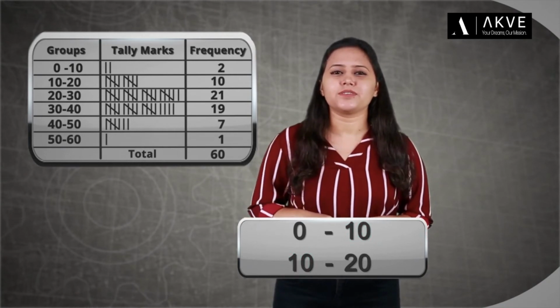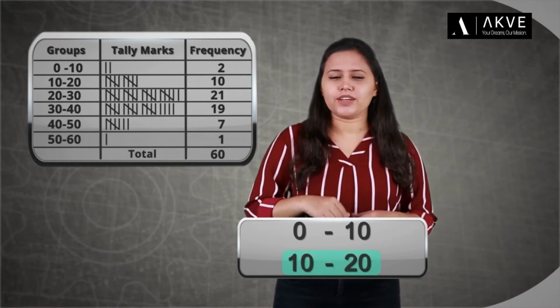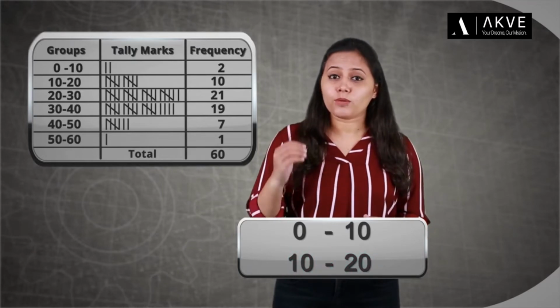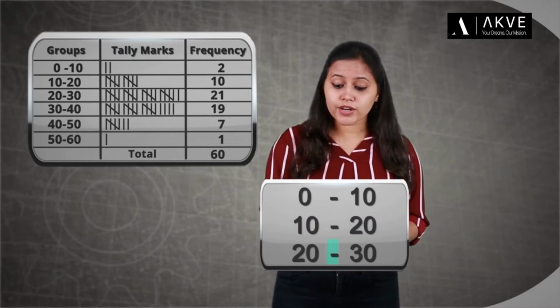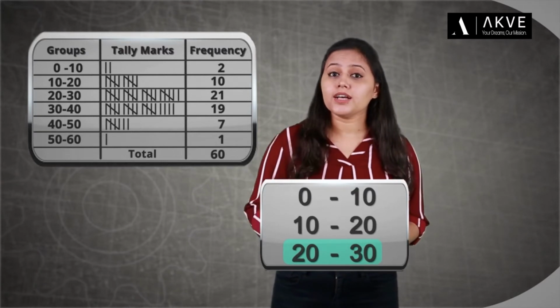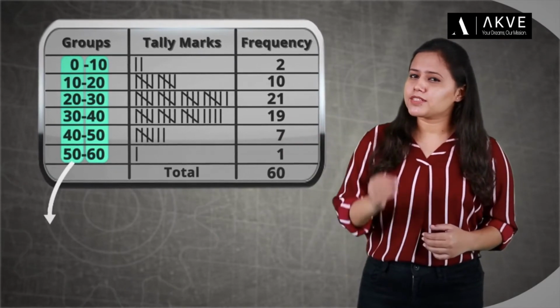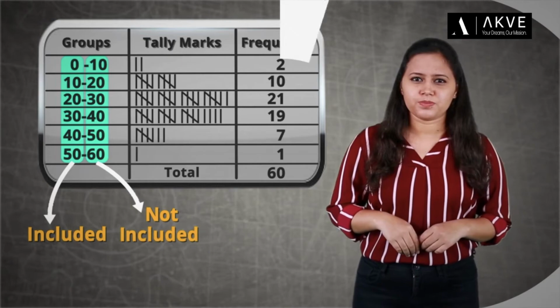Yes, you said it right. We will record it under the higher class, which is 10 to 20. Similarly, the observation 20 will be recorded under the higher class, which is 20 to 30 and not 10 to 20. So, in a class interval, the lower limit is included in the class while the upper limit is not.